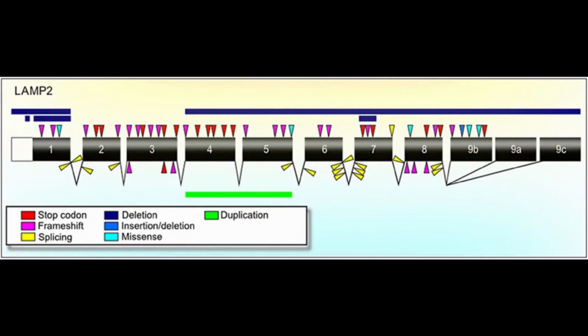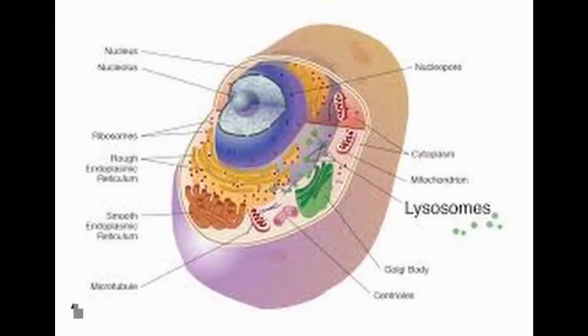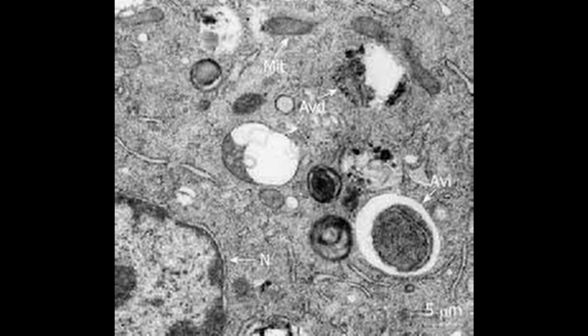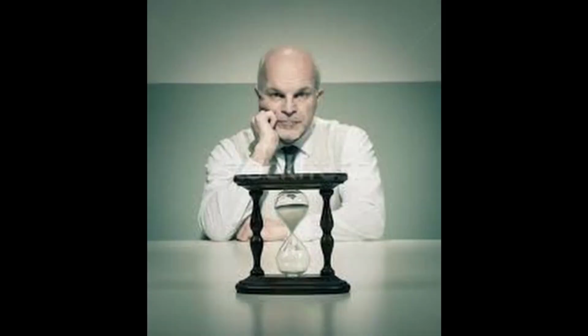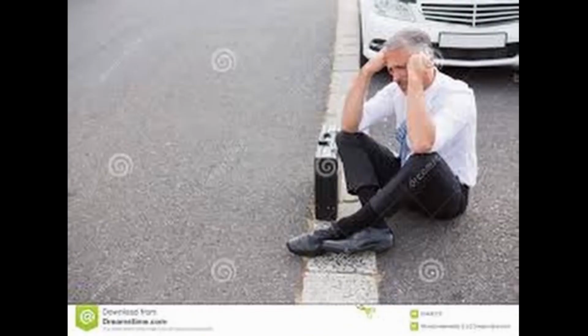Danon disease is caused when there is a mutation in the LAMP2 gene, which helps with the fusion of autophagic vacuoles and lysosomes. Because the autophagic vacuoles fuse with the lysosomes very slowly with Danon disease, it causes a number of autophagic vacuoles to increase substantially, resulting in the breakdown of muscle cells.